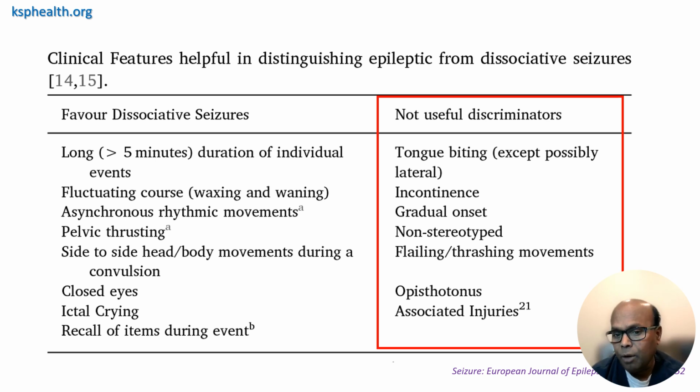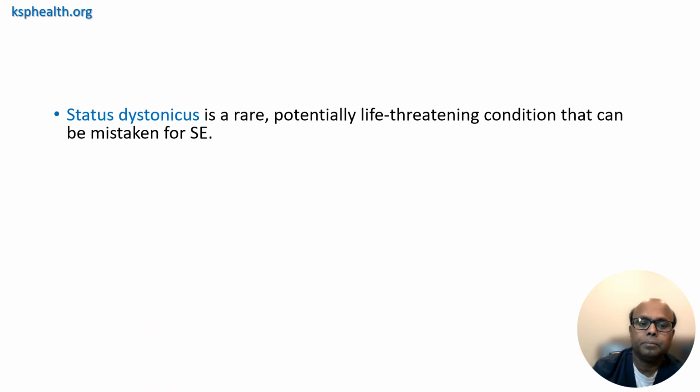Even things like tongue biting, incontinence, gradual onset, non-stereotyped flailing and thrashing movements, opisthotonus, and associated injuries do not preclude it from being a non-epileptic event. As I mentioned earlier, EEG is the way to differentiate epilepsy from non-epileptic event. Another thing that we need to distinguish is status dystonicus. It's a rare, potentially life-threatening condition that can be mistaken for status epilepticus.